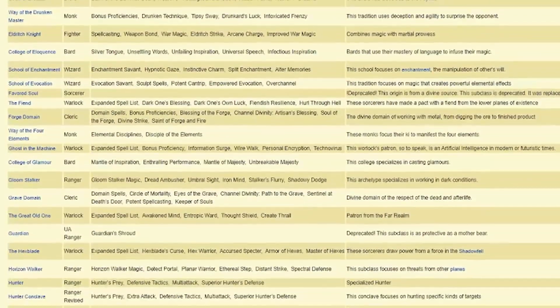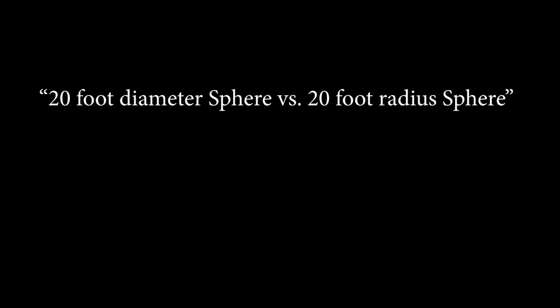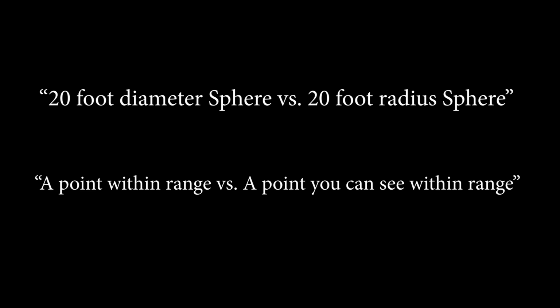Wording is very important in D&D. It's the difference between a 20-foot diameter sphere and a 20-foot radius sphere, or a point within range and a point you can see within range. It can change the whole functionality of a feature, so don't brush over how your stuff is worded. Next step, editing. In my case, that means sending the rough draft to my boss, the head writer.